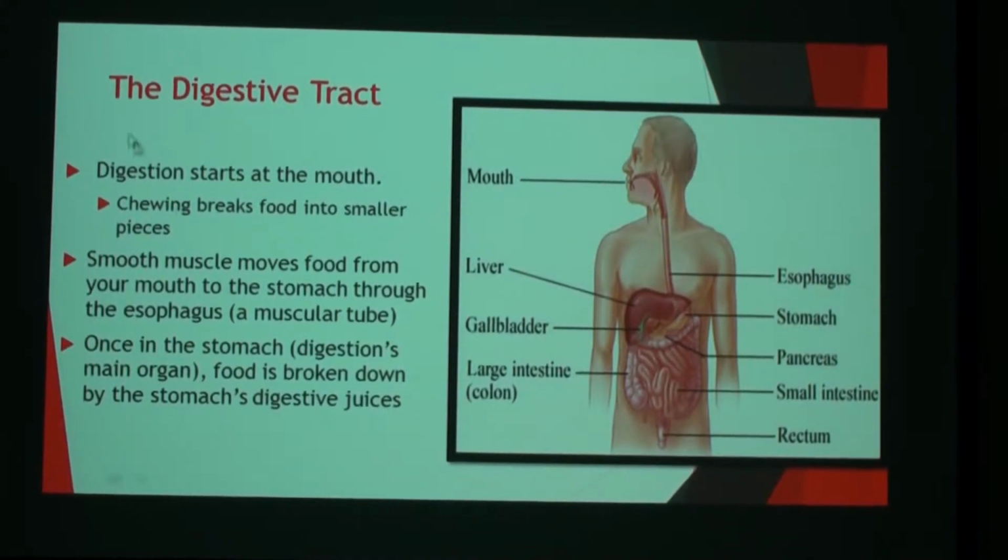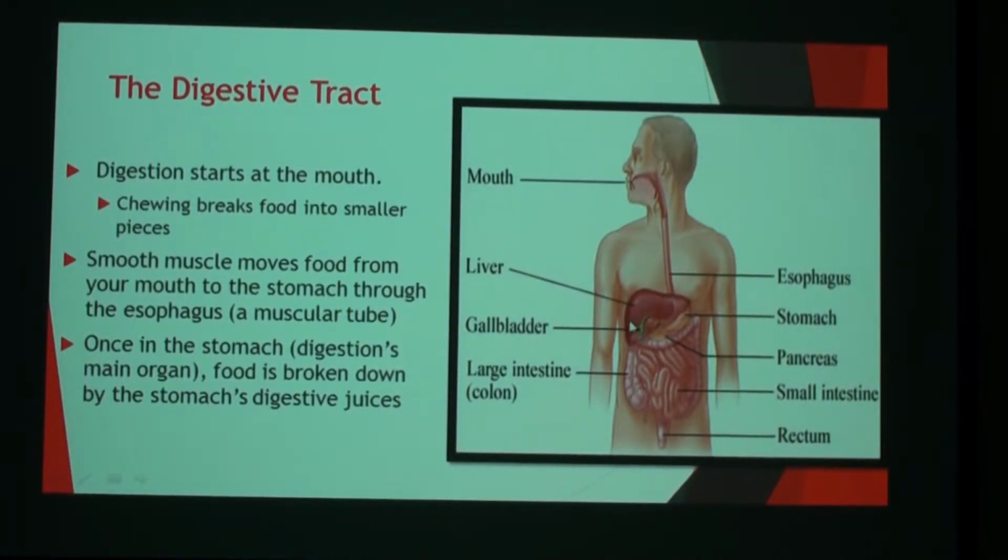To start with, digestion starts in the mouth. When we start chewing the food, we start breaking it down into smaller pieces. And then a smooth muscle allows us to move the food from the mouth, right here, to the stomach, right here. This muscular tube, where the food that we just chewed travels, is called the esophagus.